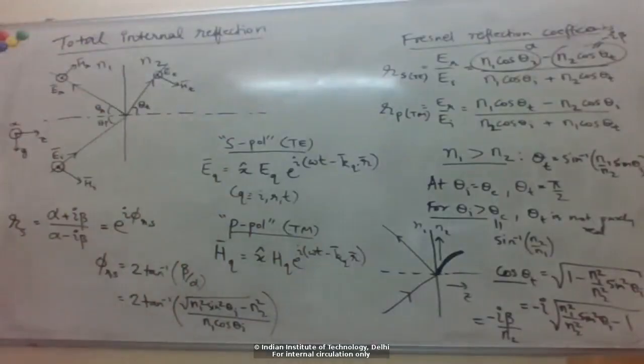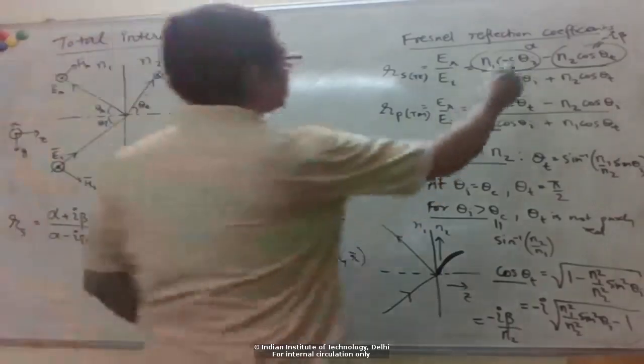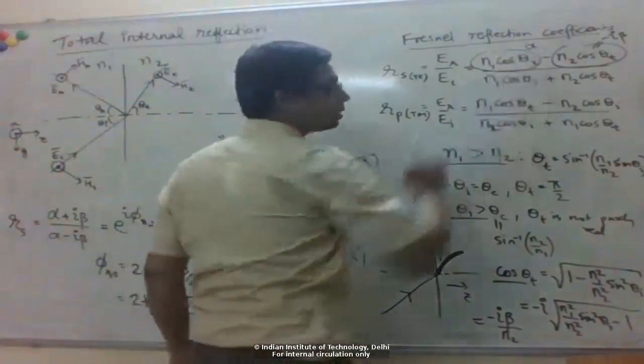How did we get the value of alpha? Sorry? Sir, how did we get the value of alpha? Like in this expression, in the denominator, we have put n1 cos theta I. Alpha, remember, was just n1 cosine theta. Okay, okay.